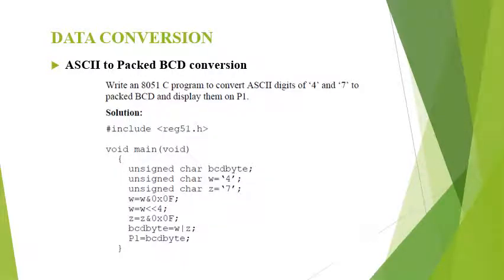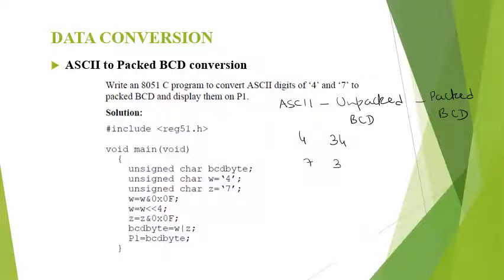Next we have ASCII to packed BCD conversion. The ASCII number should be converted to unpacked BCD, which will then be converted to packed BCD. So ASCII digits 4 and 7, which are nothing but 34 and 37, will be converted to unpacked BCD, that is 04 and 07, by getting rid of 3, and then converted to packed BCD, so it will be 47. Let us see an example to illustrate this.